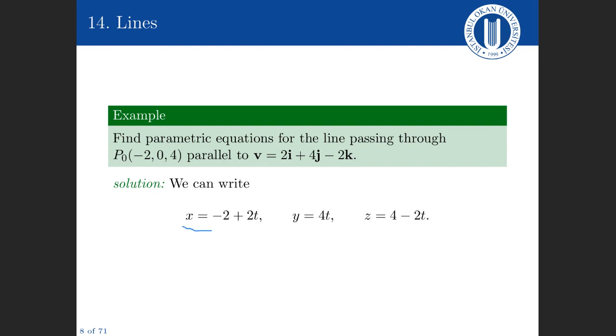We need three equations. X is equal to, Y is equal to, and Z is equal to. First, we look at the point that the line passes through. The line passes through the point -2, 0, 4. We put these numbers first in each equation. X must be -2 plus something, Y must be 0 plus something, and Z must be 4 plus something.